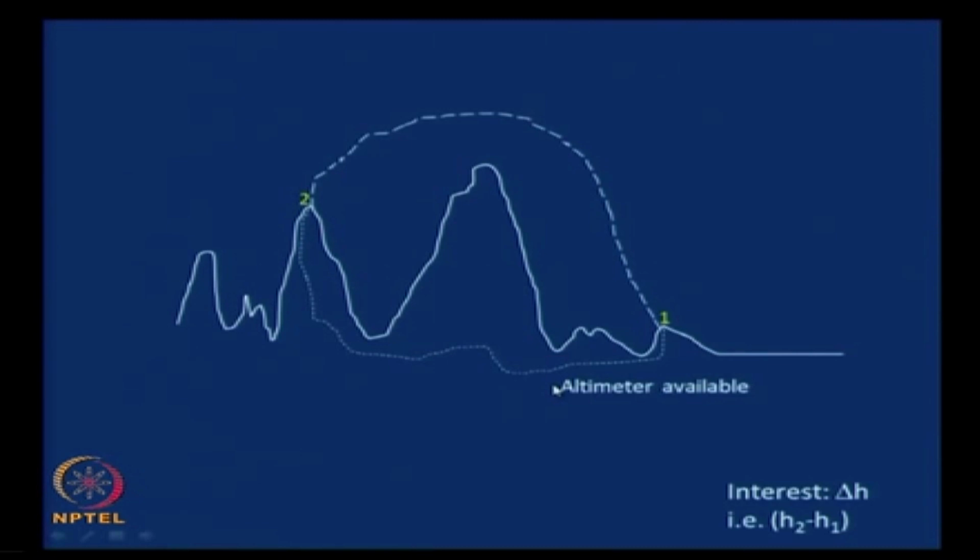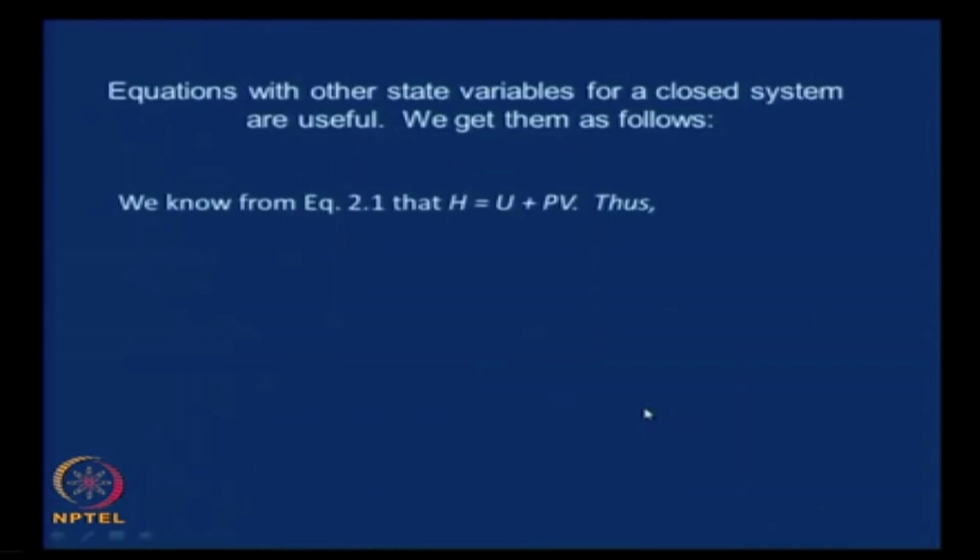Similarly, we would have routes in thermodynamics between two states, various paths, and one of those paths would have some easy way of measuring the difference in the state variable values between these two points. This was one important aspect. Then we started looking at equations for a closed system, useful thermodynamic equations for a closed system. Let us start with that again for this particular class.